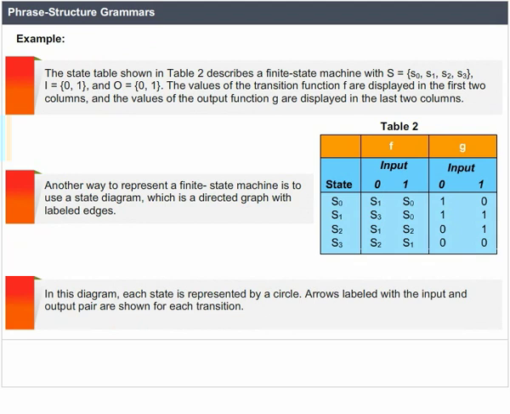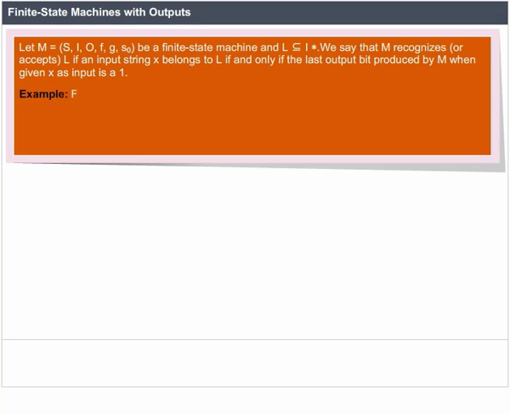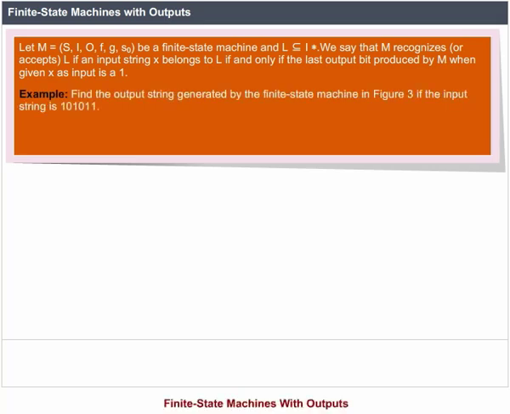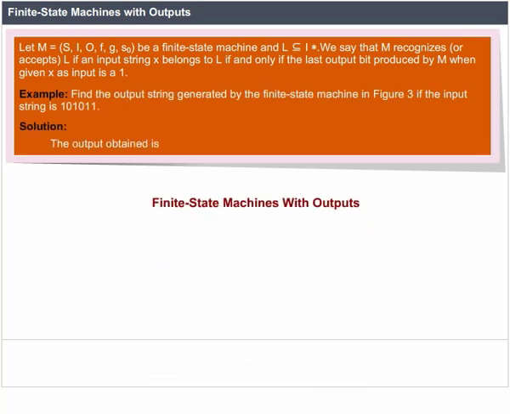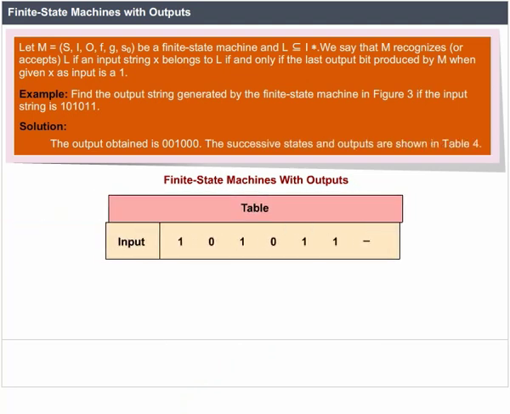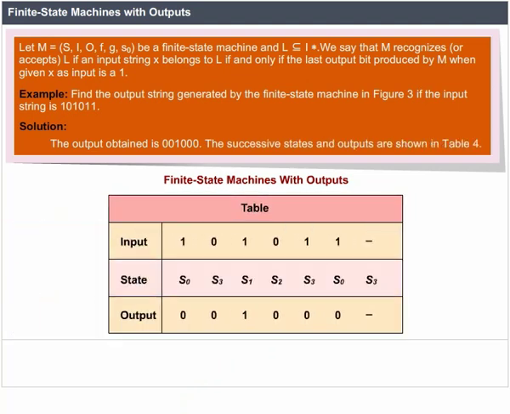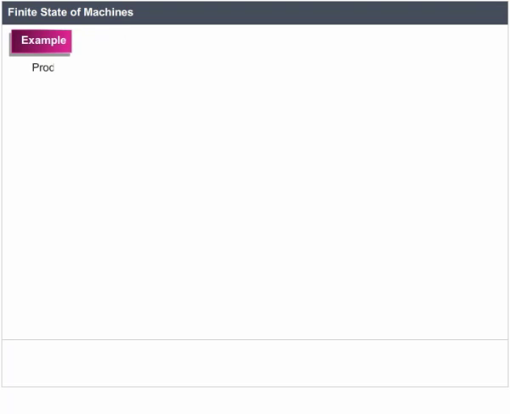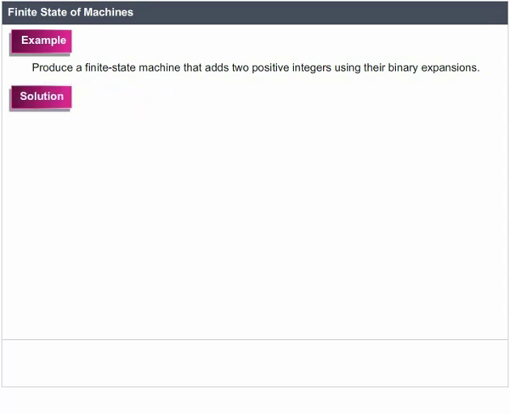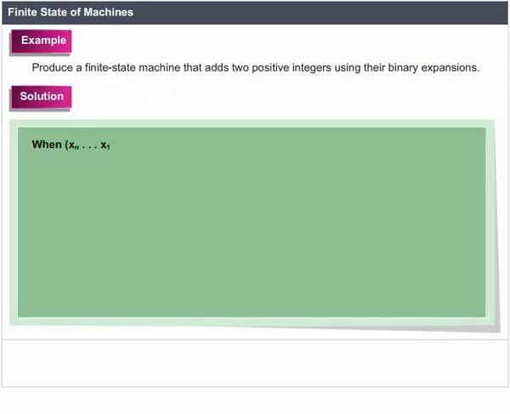Let M = (S, I, O, f, g, s0) be a finite state machine and L a subset of I*. We say that M recognizes or accepts L if... Example: produce a finite state machine that adds two positive integers using their binary expansions. Solution: when (xn ... x1 x0)2 and (yn ... y1 y0)2 are added, the following procedure is followed.